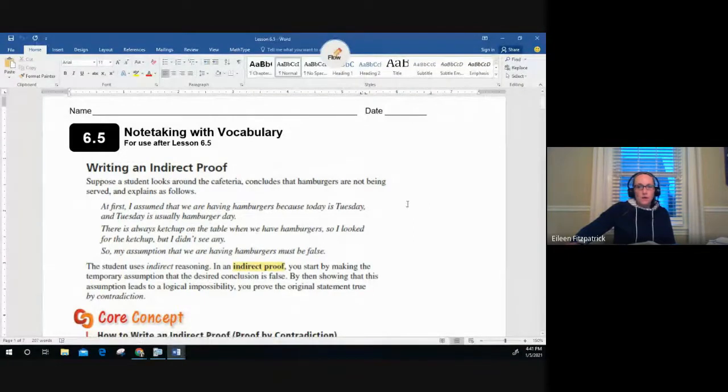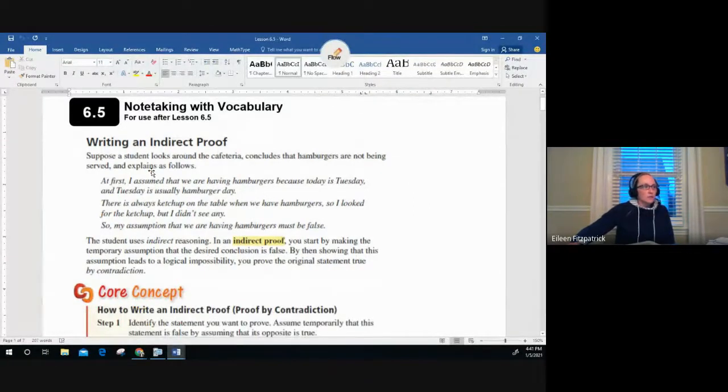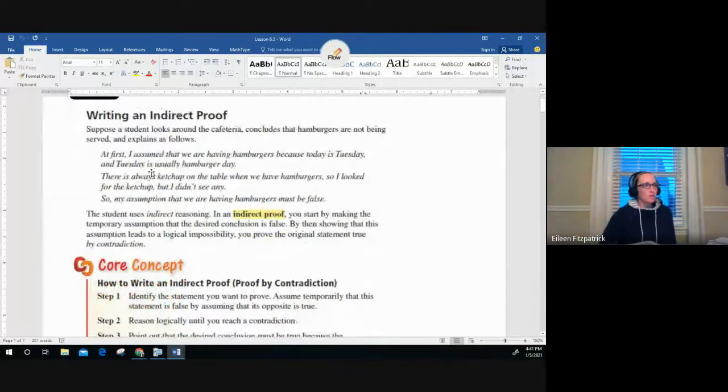Okay, so writing an indirect proof. Suppose a student looks around the cafeteria, concludes that hamburgers are not being served, and explains as follows. At first, I assumed that we are having hamburgers because today is Tuesday, and Tuesday is usually hamburger day. There is always ketchup on the table when we have hamburgers, so I looked for the ketchup, but I didn't see any. So my assumption that we're having hamburgers must be false.